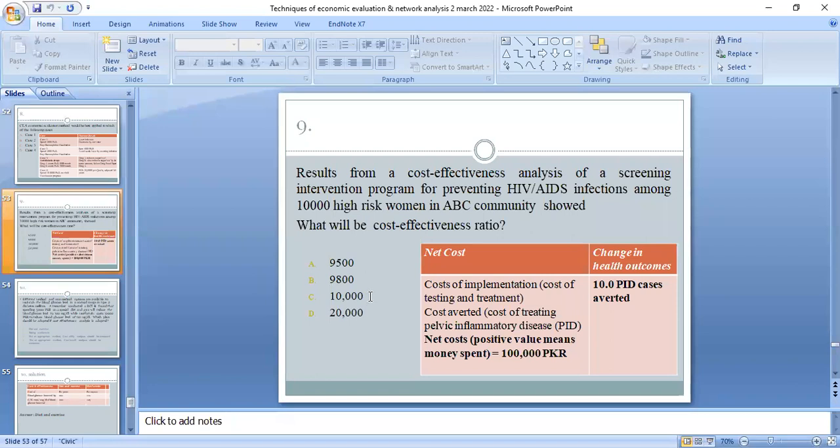C is the correct option. Yes, C is the correct option. If we divide cost by the outcomes, we will get this value.